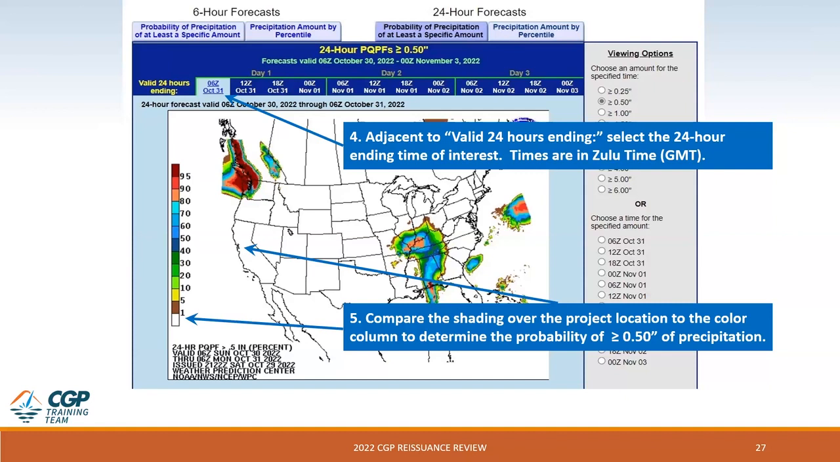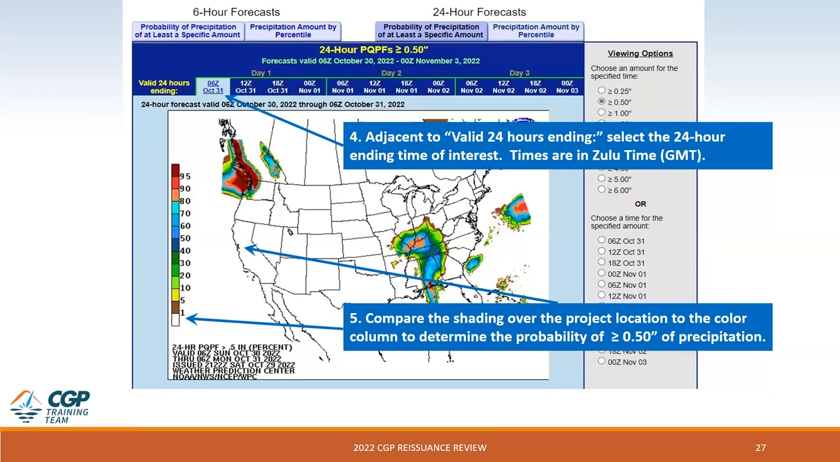So to check your forecast for the impending 24-hour period, you go up to the top left of the map where it says valid 24-hour period ending, and you select the 24-hour ending time of interest. In this particular case, again, the times are in Zulu time or GMT time, so you need to make conversions to your local area. Now, as we go through this example, notice that right now we're looking at October 31st with the time ending at 6 hours Zulu time.